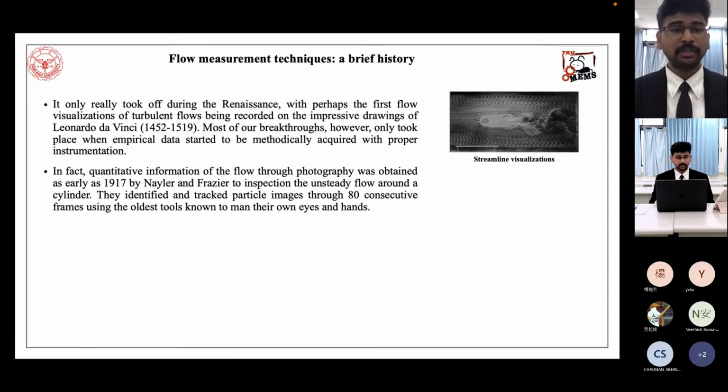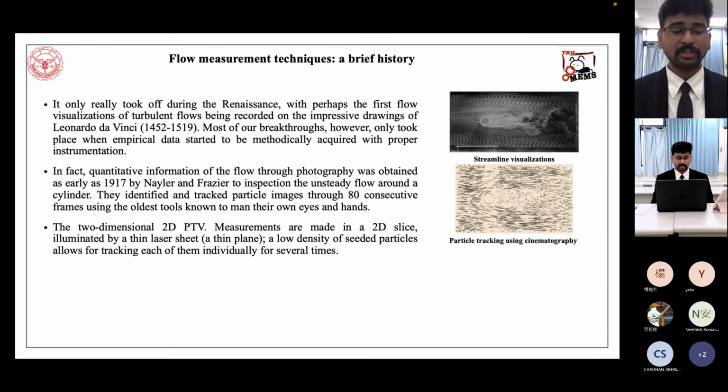The second technique is PIV and standard smoke tracking techniques. In fact, qualitative information of the flow through photography was obtained in the early 1917 by Nyer and Fizzard through inspection of the unsteady flow around a cylinder. They identified and tracked particle images through 80 consecutive frames using the oldest tools known to man, their own eyes and their hands. Here you can see 2D PTV measurements made using a 2D slice illuminated by thin laser sheets, with a low density of seeding particles, tracking each of them individually over several times.